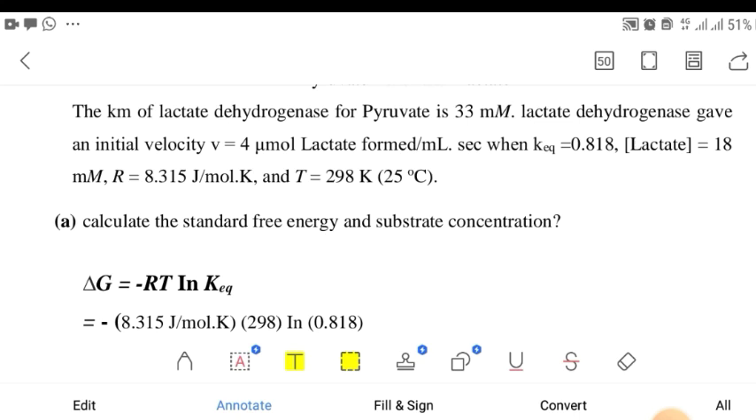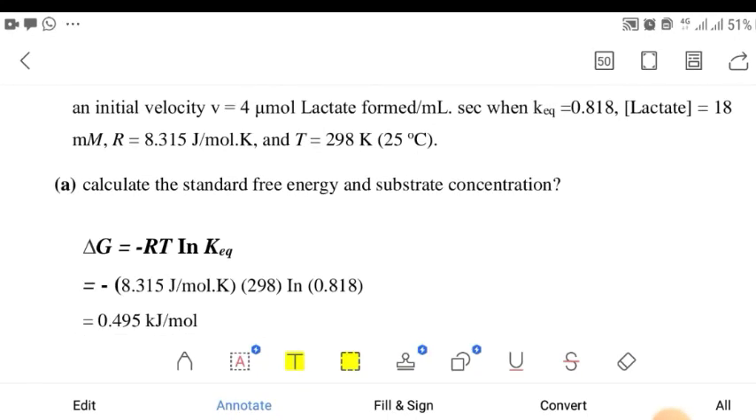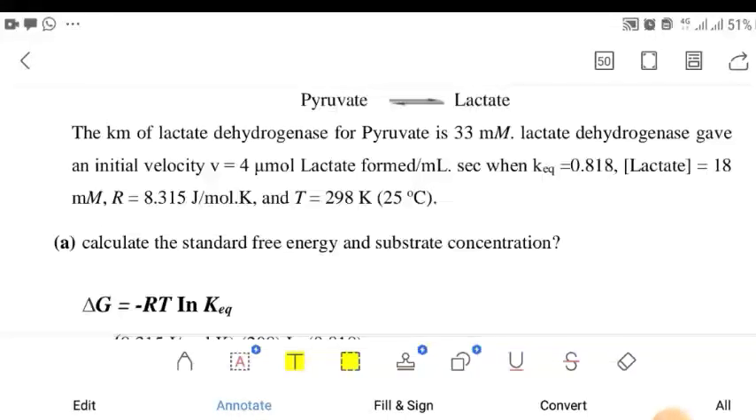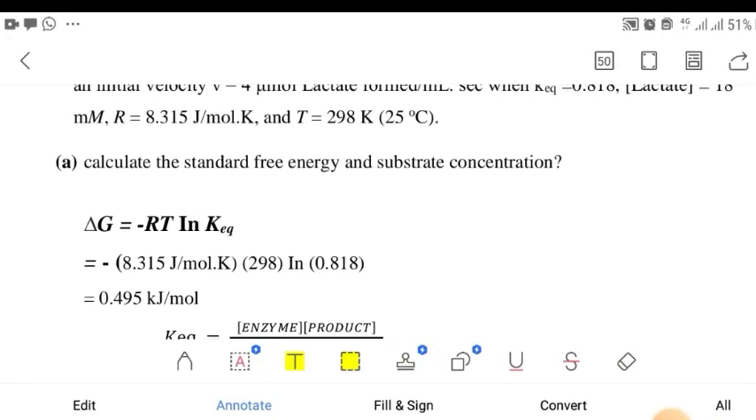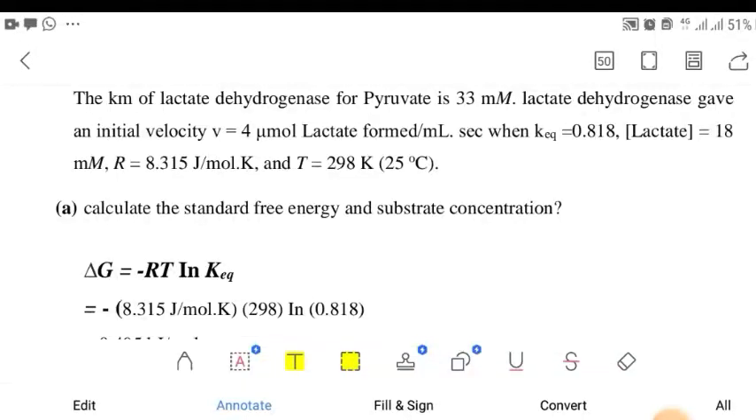But this one occurs at room temperature, that's 25, so 25 plus 273 will give you 298 Kelvin. That's converting it. By the time you key all the parameters and the information provided in the question into the formula, you'll be able to get your Gibbs free energy. Then that's the standard free energy.